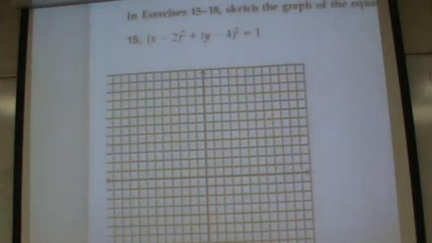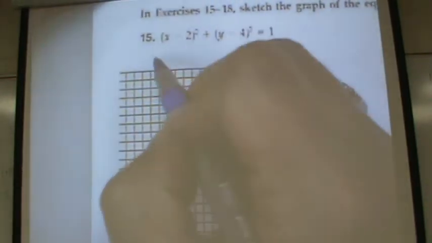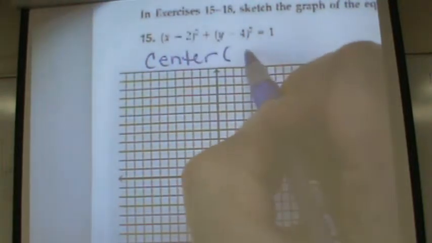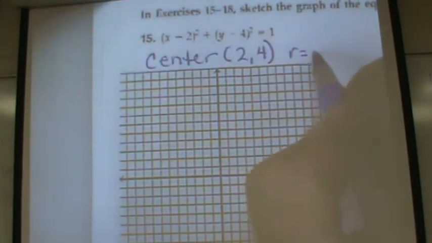Okay, the next four are simply asking you to sketch the graph. So, it's in standard form. Tell me what the center is. (2, 4). I think that's a -2, right? So (2, 4). And what's the radius? Square root of 1, which is 1.